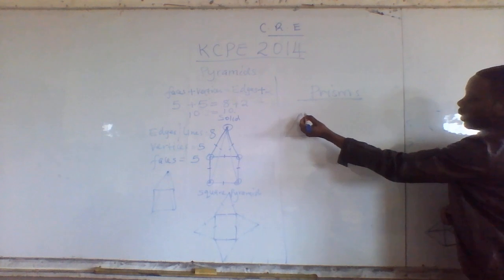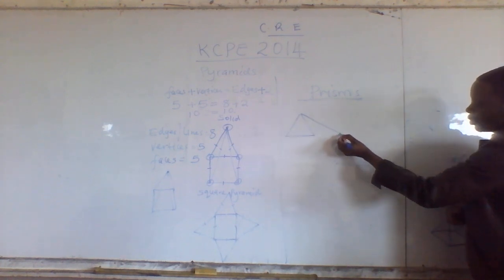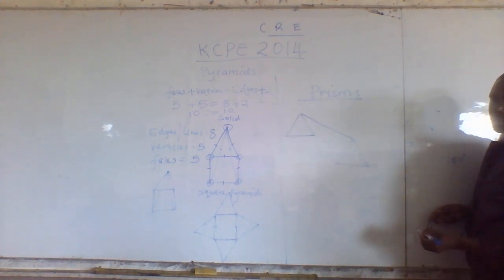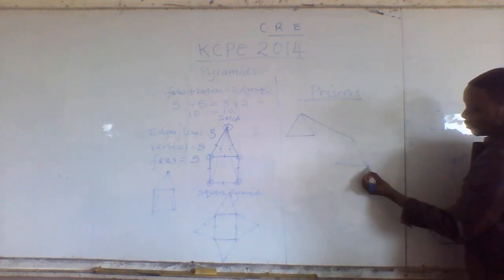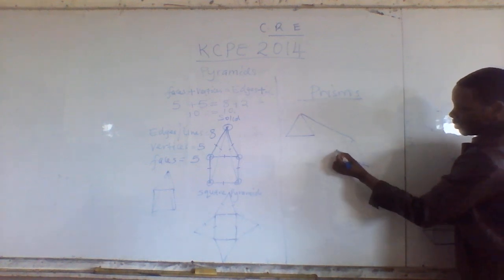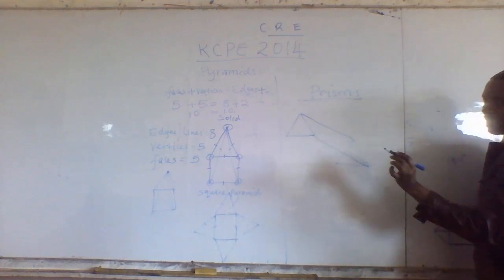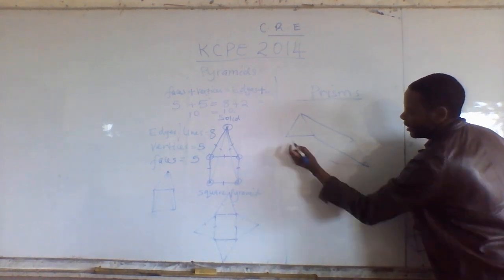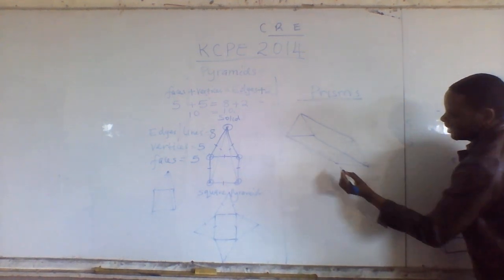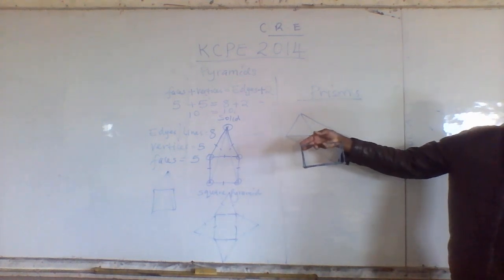Then you join the top vertex with this top vertex there. Join this vertex with this farthest vertex here, just with your free hand. Don't use a ruler. Then join this vertex with this other vertex here. Like that.